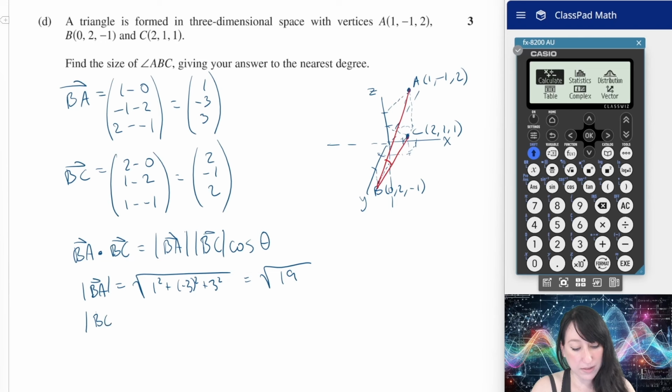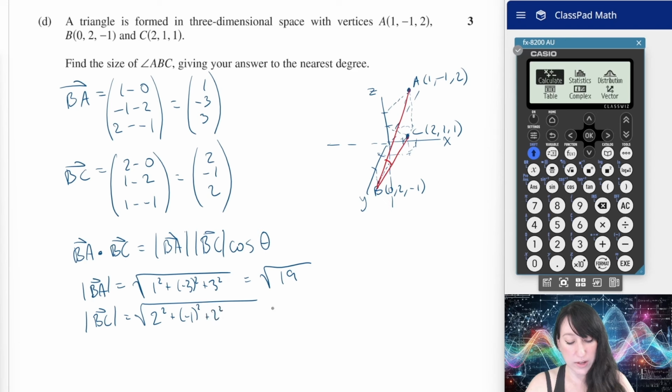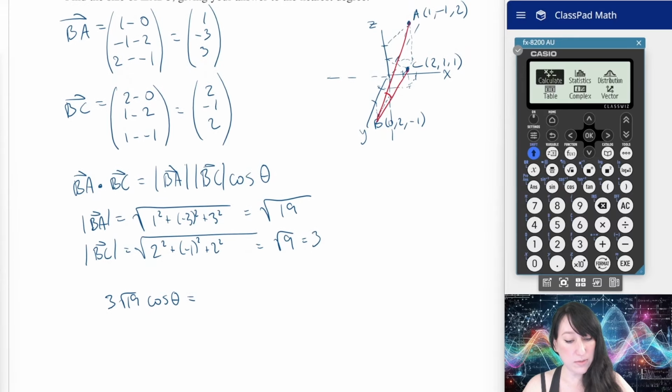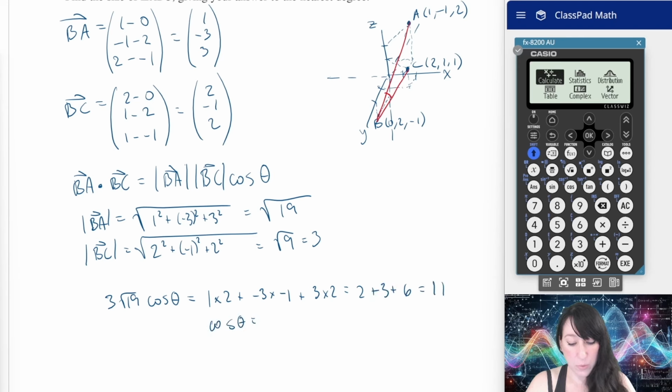Let's find the length of BC. So that's the square root of 2 squared plus -1 squared plus 2 squared, square root of 9, which is 3. So we'd have 3 root 19 times cosine of the angle between them is equal to the dot product, which we can do as the product of each of their components added together. So 1 times 2 plus -3 times -1 plus 3 times 2. So solving for cosine theta, we'd have 11 over 3 root 19.